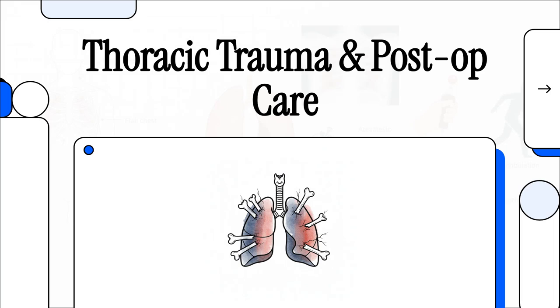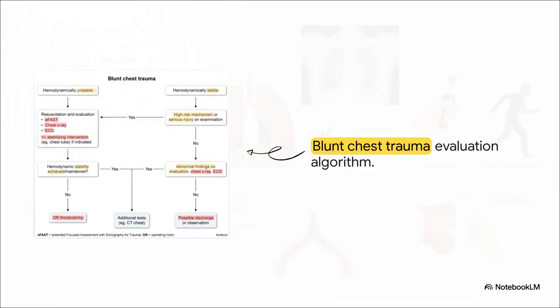Let's jump right into thoracic trauma and post-operative pulmonary care for Step 2 CK. We are going to apply strict next best step decision logic to mechanical injuries, chest tube output thresholds, and pulmonary complication escalation pathways. When you're looking at any blunt chest trauma, your very first move is to decide, is the patient hemodynamically stable or unstable?